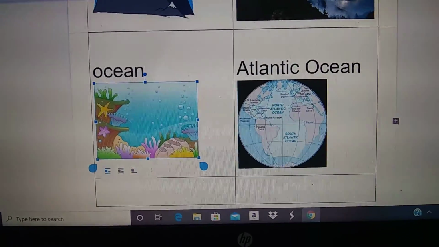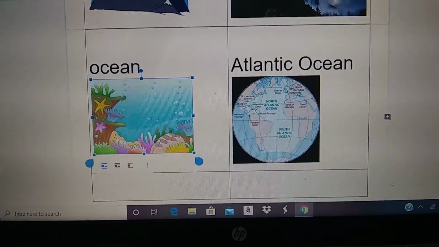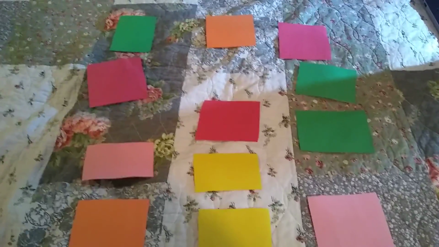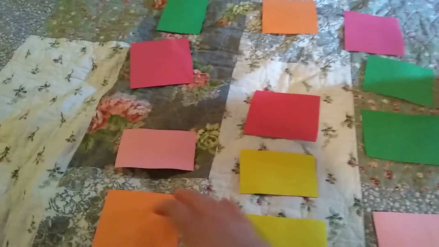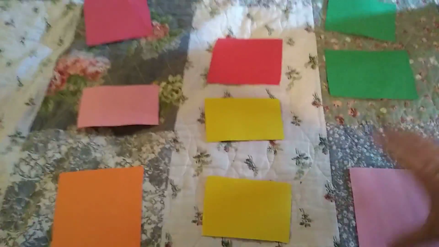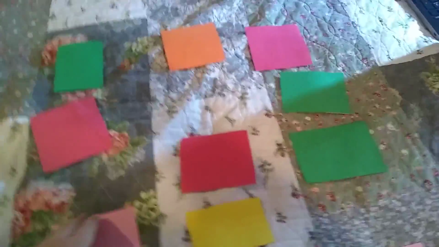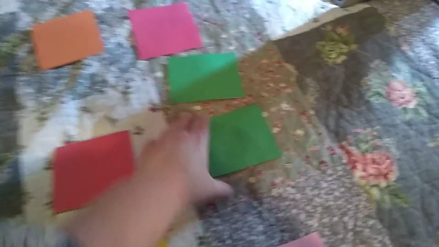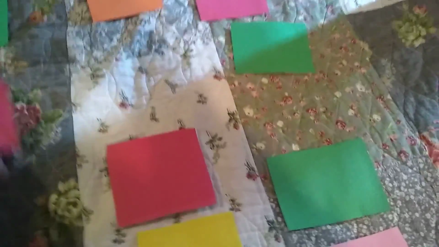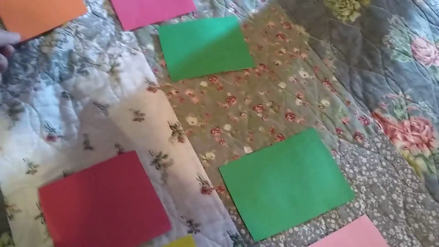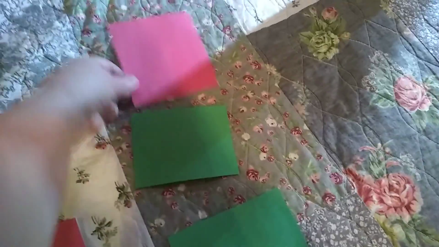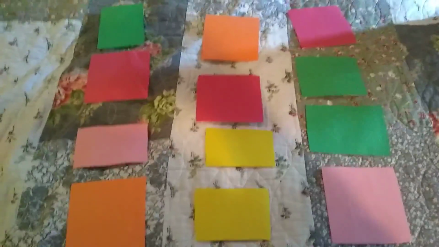Now let me pause it again so we can play memory with the cards. Okay, I have the cards on the bed. I think I have to put them closer to each other, though, for the video. So, help me out here. Okay, we have to remember where they are. Okay?